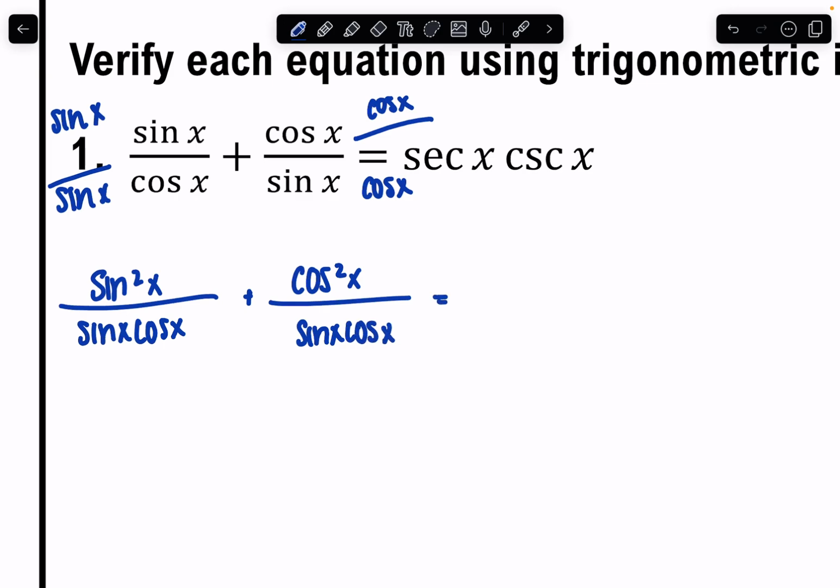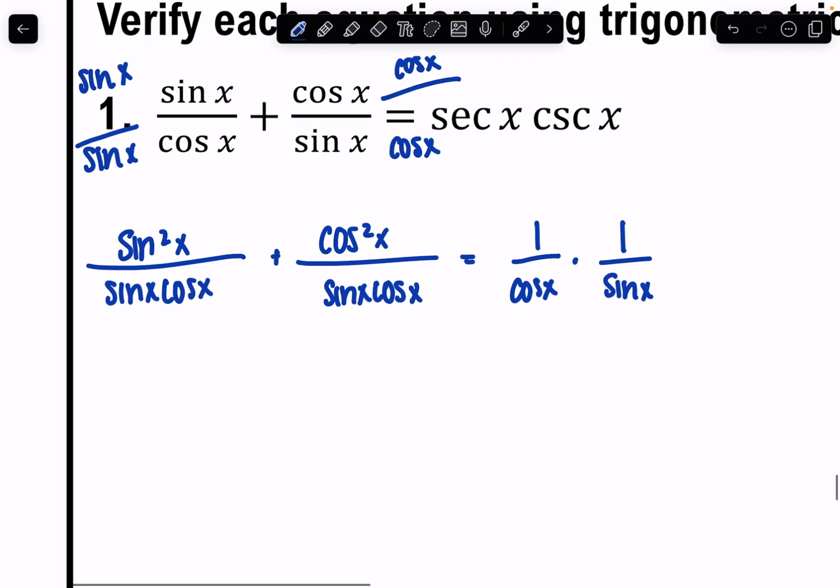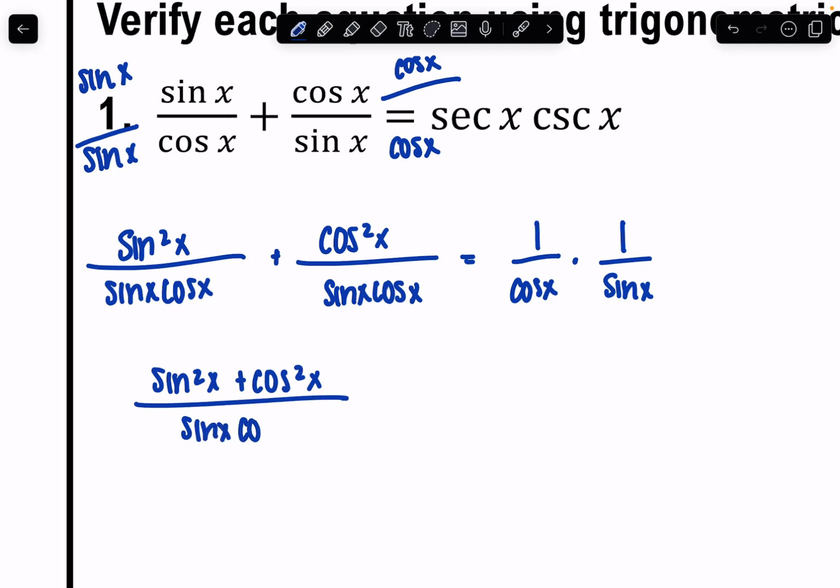I'm also in the same step going to rewrite my secant and cosecant. So secant is the same thing as 1 over cosine, times, because there's no plus sign between those two, those things are being multiplied, cosecant, which is the same thing as 1 over sine. And so we can already see that I have a common denominator now across this entire equation. Because these two have common denominators, I can add what's in the numerator, and I can say that this is sine squared plus cosine squared on the top over sine cosine.